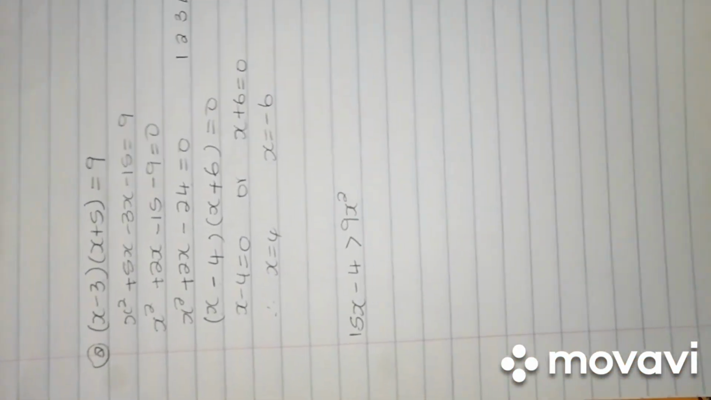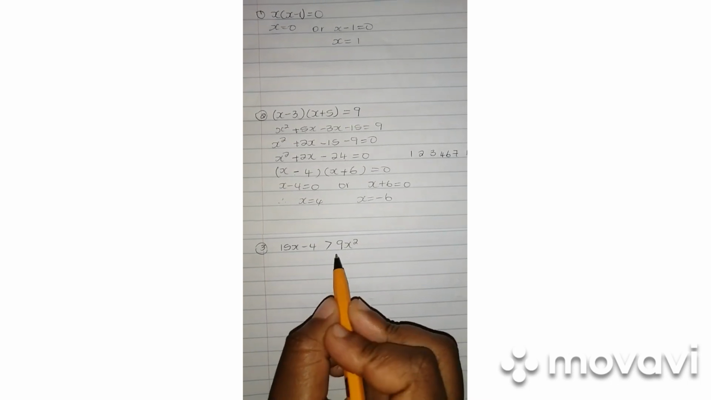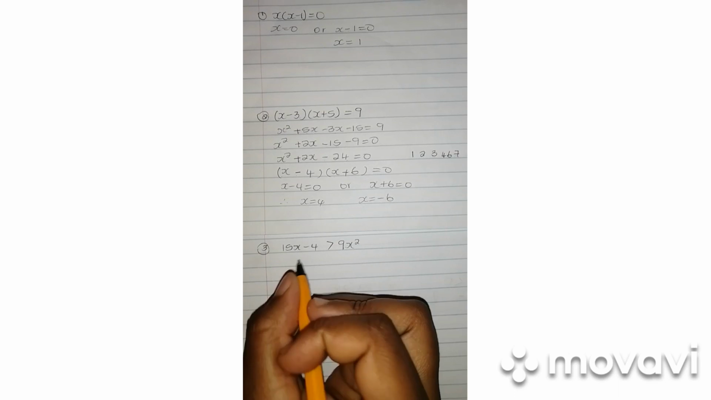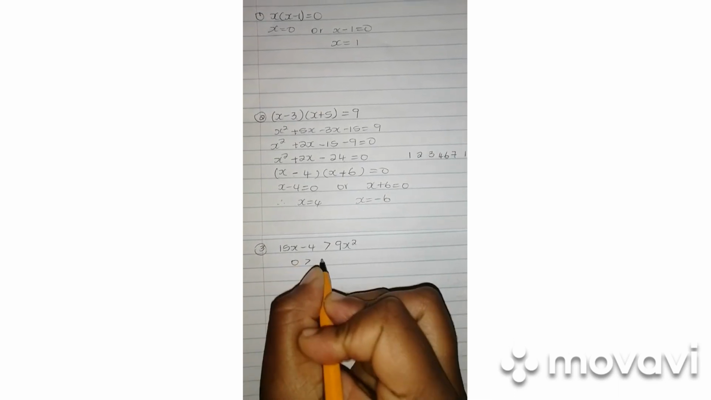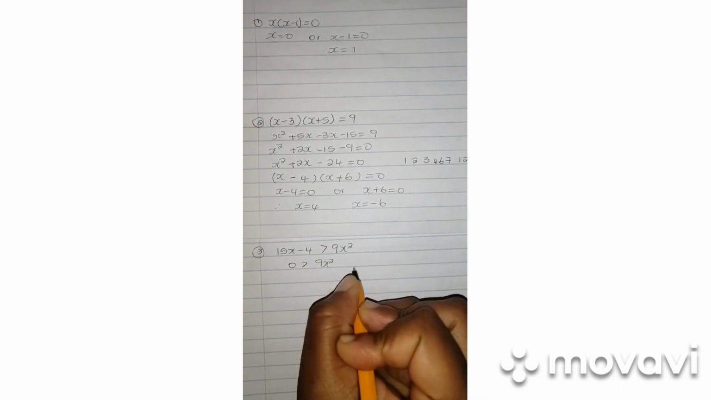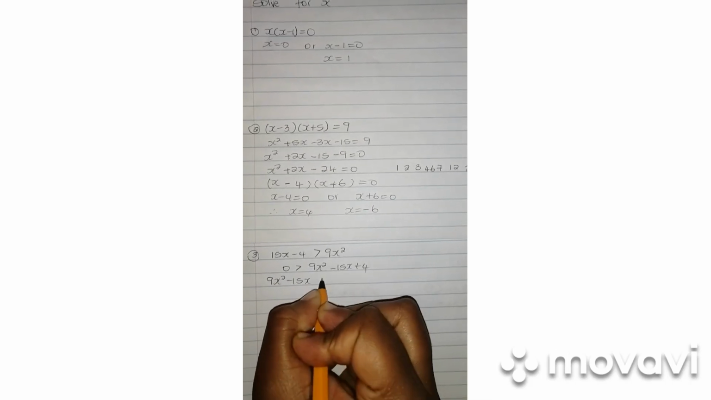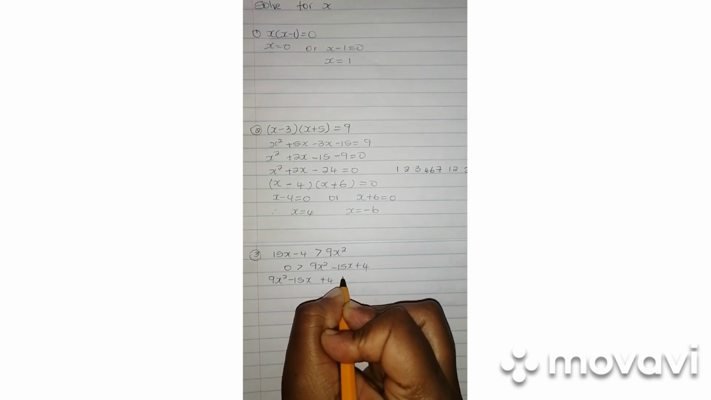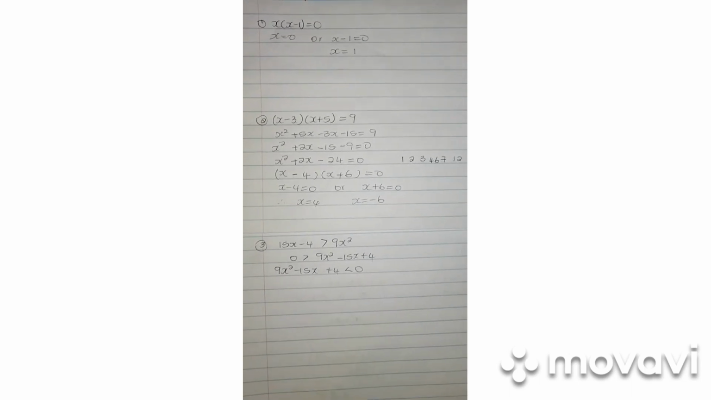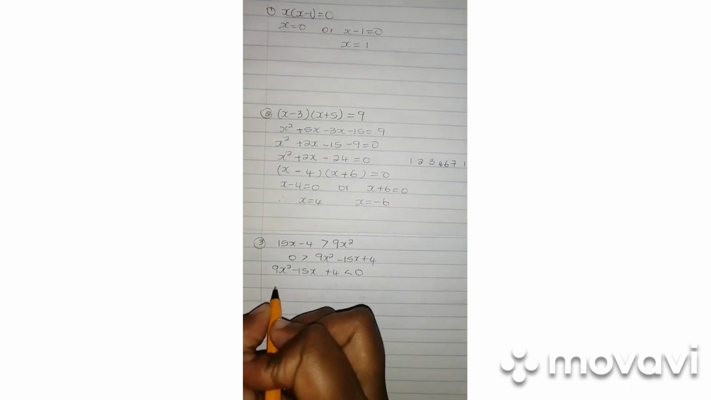Then we go to the third equation. Then we take this 9x, everything from this side to this side, so we'll be left with 0 is greater than 9x squared minus 15x plus 4. This is the same as 9x squared minus 15x plus 4 is less than 0. This is still the same thing. So we open 2 brackets.